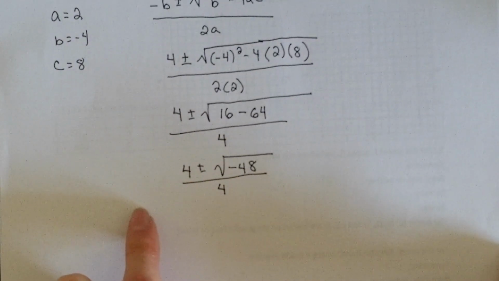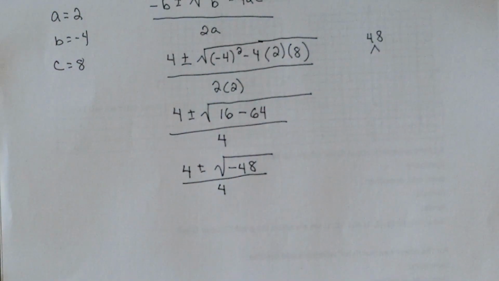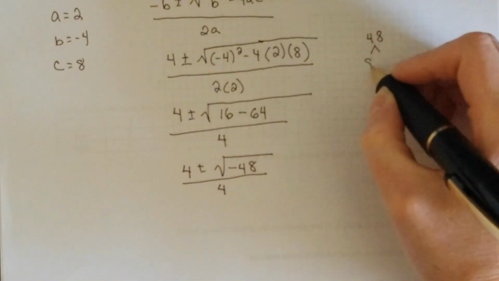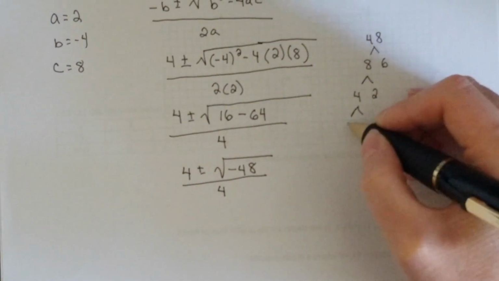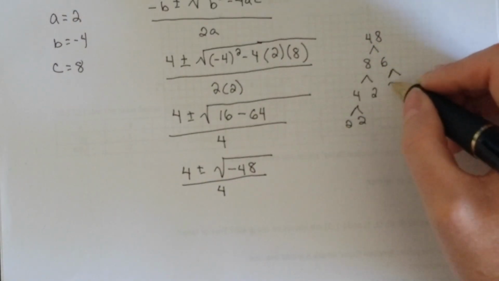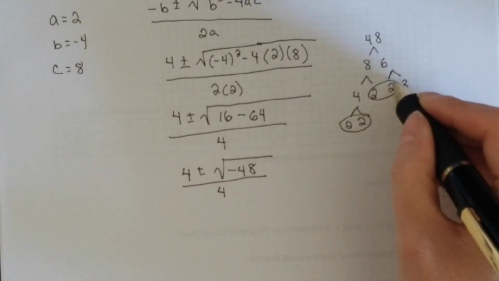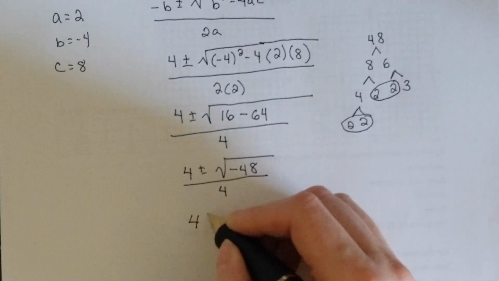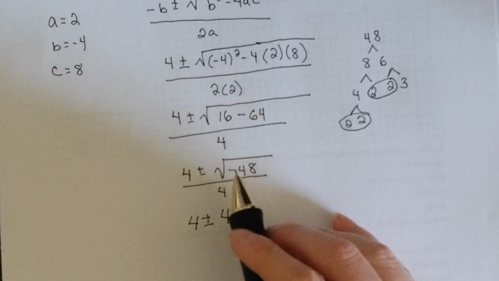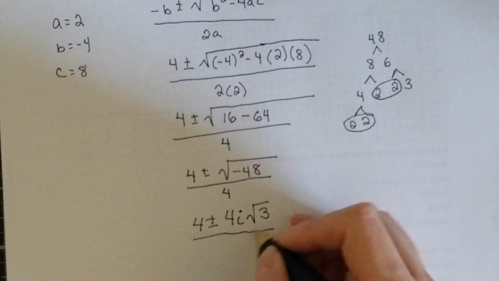So you could do a tree if you wanted to with your 48 and figure out how 48 would reduce. So 8 times 6 gives you 48. So 8 would reduce down to 4 and 2, 2 and 2, and 6 breaks down as 2 and 3. So I got two pairs of 2, and then the 3 is left over. So 2 times 2 would be a 4. So this would be 4. The negative turns into an i. Square root 3 divided by 4.